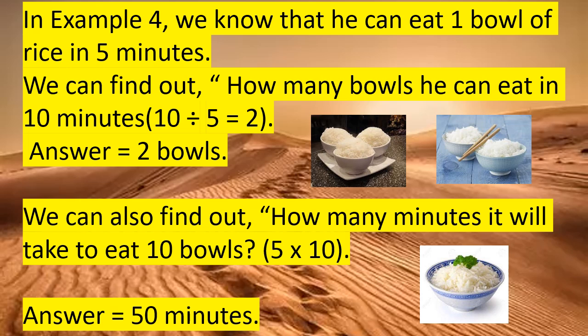In example 4, we know that he can eat 1 bowl of rice in 5 minutes. We can find out how many bowls he can eat in 10 minutes. So 10 divided by 5 equals 2, so he can eat 2 bowls. We can also find out how many minutes it will take him to eat 10 bowls. So 5 times 10, the answer is 50 minutes.